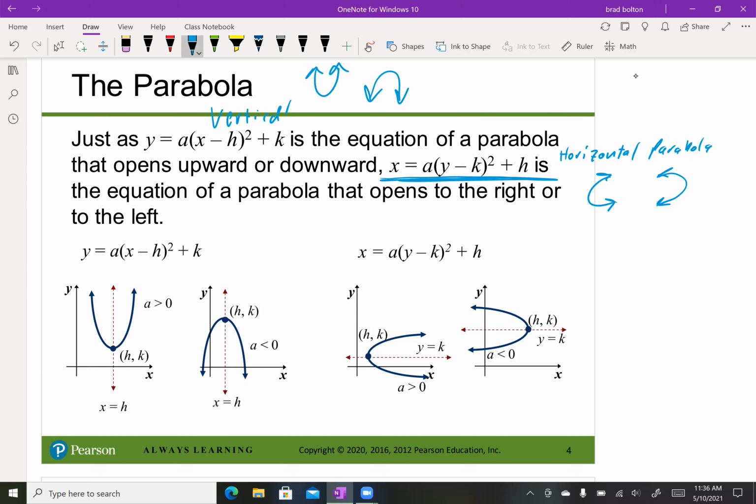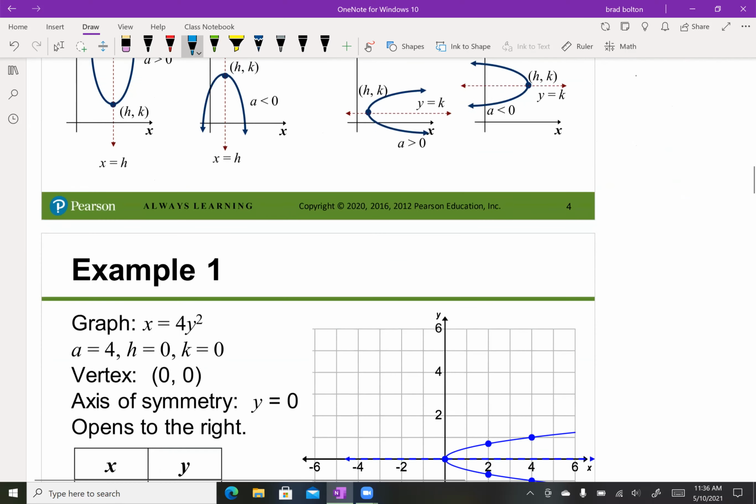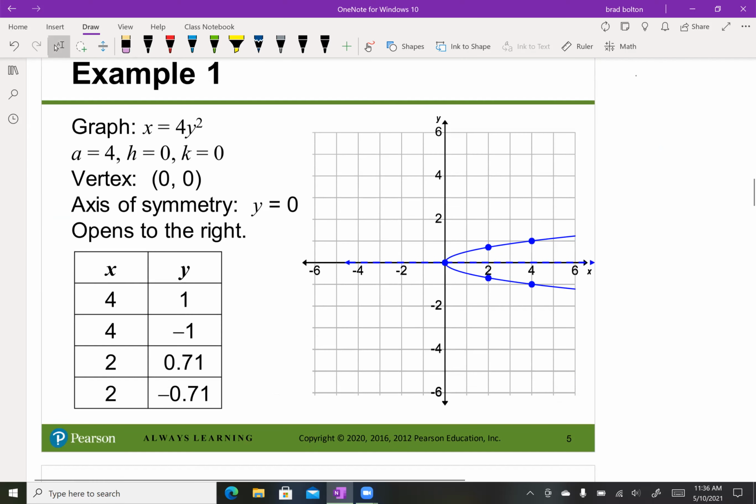So you already know how to do vertical parabolas. Now we're just going to spend a little time on horizontal parabolas. Here you guys see they have a nice little set of drawings for a vertical parabola, and here they have a nice little set of drawings for our horizontal. And this is vertical. So let's take a look at one, and we're going to look at a table of values.